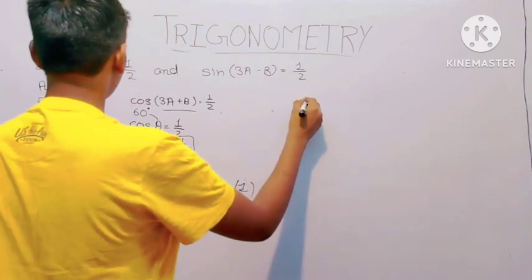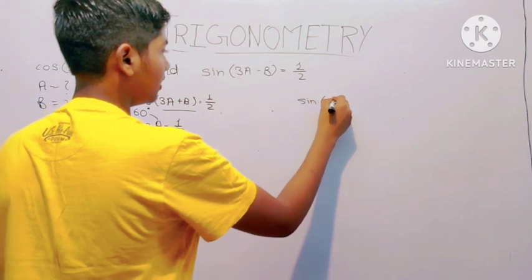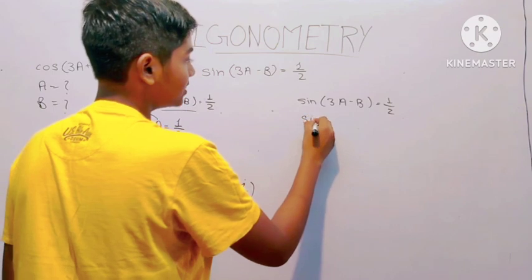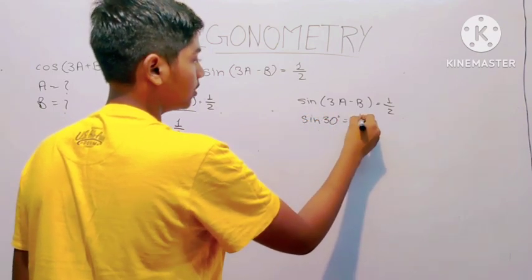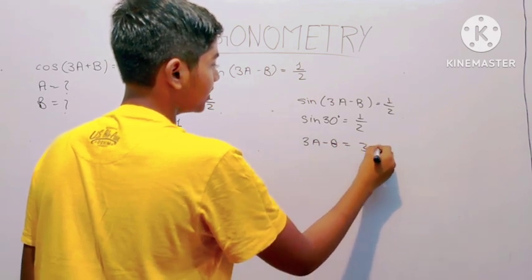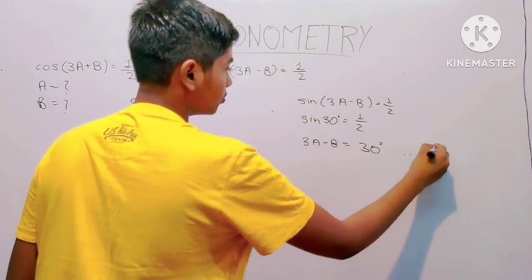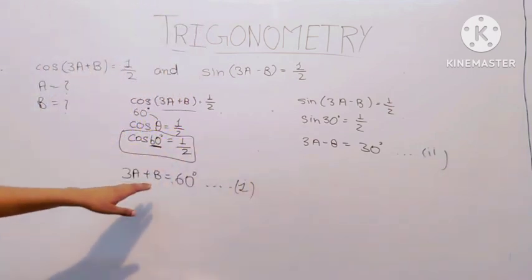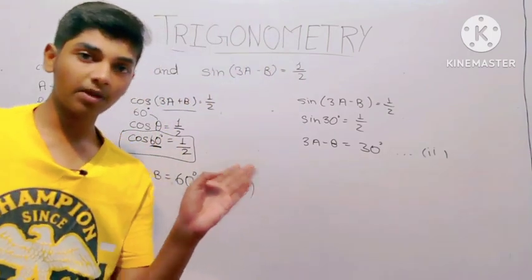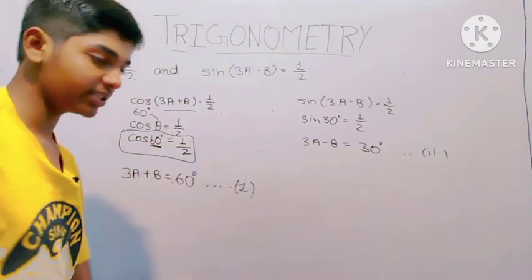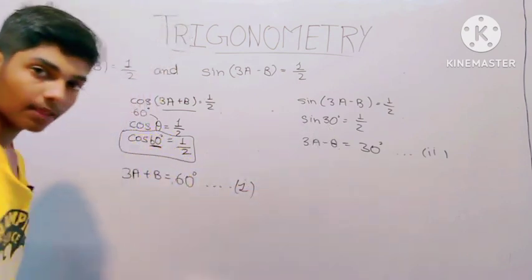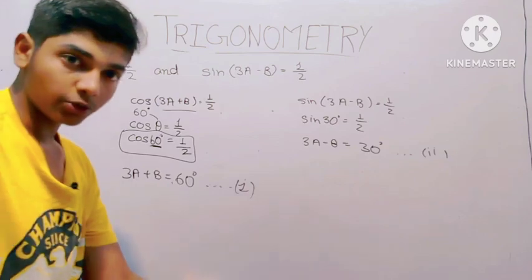Now take the second one. Sin(3a − b) is equal to 1/2. Now we know that sin 30 degrees is equal to 1/2. Hence we can say that 3a − b is equal to 30 degrees. This is our equation 2. Now we can see we have equation 1 and we have equation 2. In the third chapter, pair of linear equations in two variables, we can calculate the value of either a or b by substitution or elimination method.